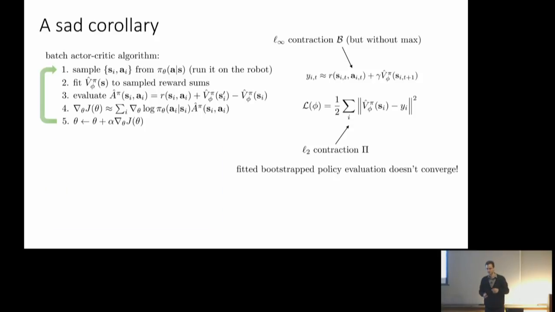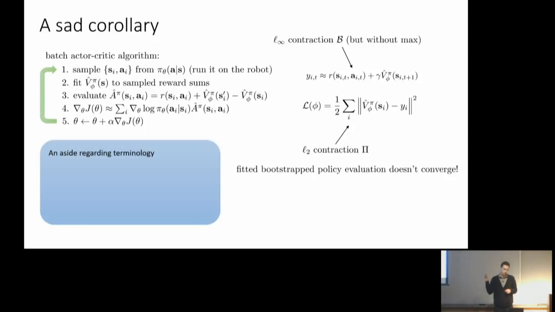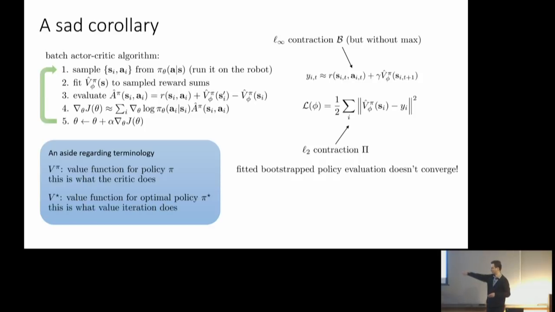Question? The problem with gradient descent that you said also applies here, right? Yeah. An aside on terminology, just to make sure we're clear: when I say v pi, I mean the value function for the policy pi. This is what the critic does. When I say v star, this is the value function for the optimal policy pi star, and that's what we're trying to find in value iteration. So if you ever see those terms, that's what they mean. But yes, this corollary: bootstrap actor critic, which seems so nice and elegant, also doesn't converge.